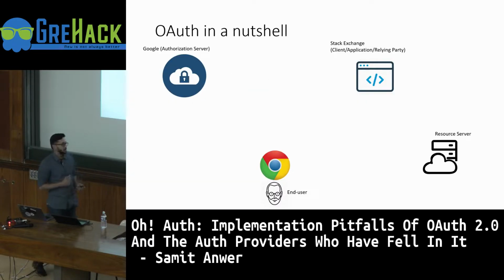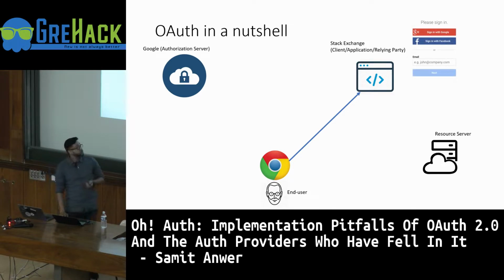So let's just see how OAuth works in a nutshell. And I've listed down all the entities. There's the auth server here. Then we have the relying party or the client application here, which is Stack Exchange. Then we have the resource server and the end user here. So the end user visits Stack Exchange, and Stack Exchange shows this option of logging in with two different auth servers because it has previously registered with Google and Facebook as the auth server. So the client has registered with Google and Facebook.